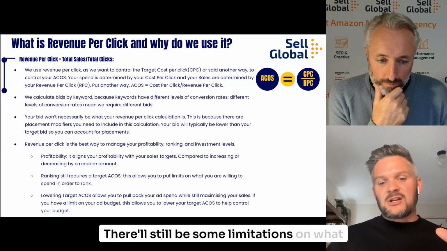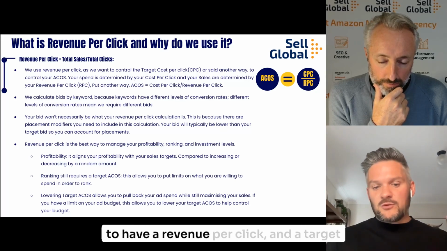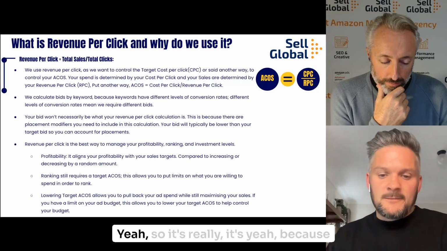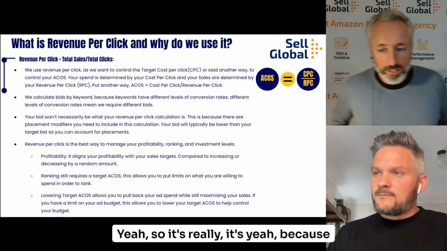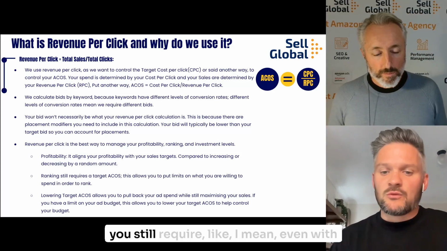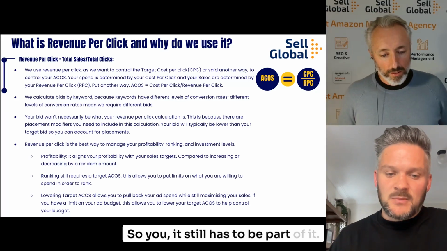There'll still be some limitations on what you're willing to pay. And so even with ranking, you'll still want to have a revenue per click and a target ACOS objective around those. Yeah. So really, it's because it's a key metric for how well things are going. Even with ranking, you require sales to get ranked. So it still has to be part of it.